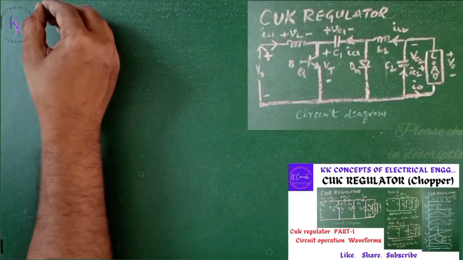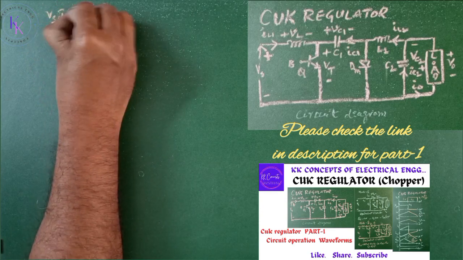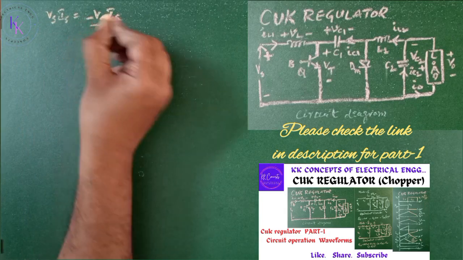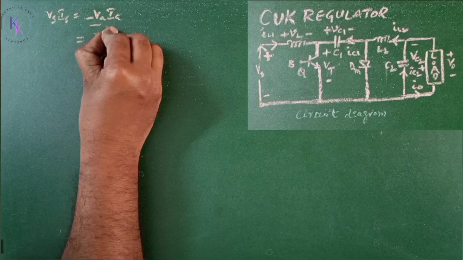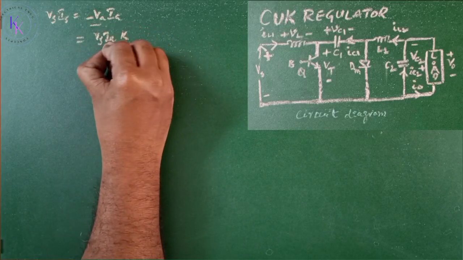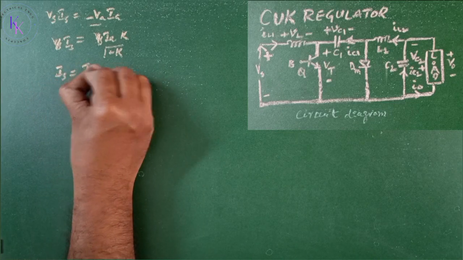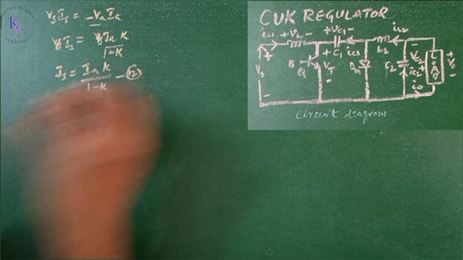Now, assuming a lossless circuit, the input power Vs Is equals minus Va Ia, as the polarity of the output voltage is reversed. Substitute the value of Va from equation number 11. Vs Is equals Vs Ia K by 1 minus K. So Is equals Ia K by 1 minus K. That is equation number 12.